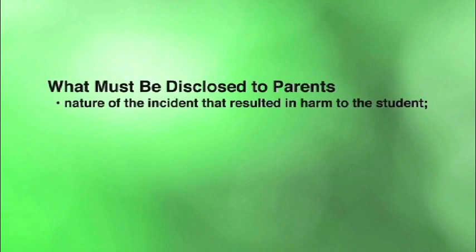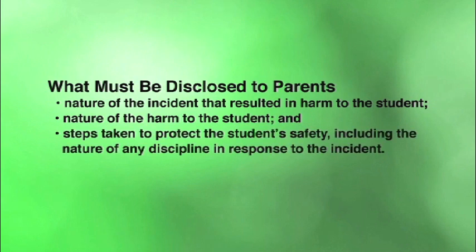What must be disclosed to parents has been clearly defined. When notifying the parents or guardians of a victim, the Education Act requires a principal to disclose the following: the nature of the incident that resulted in harm to the student, the nature of the harm to the student, and the steps taken to protect the student's safety, including the nature of any discipline in response to the incident.